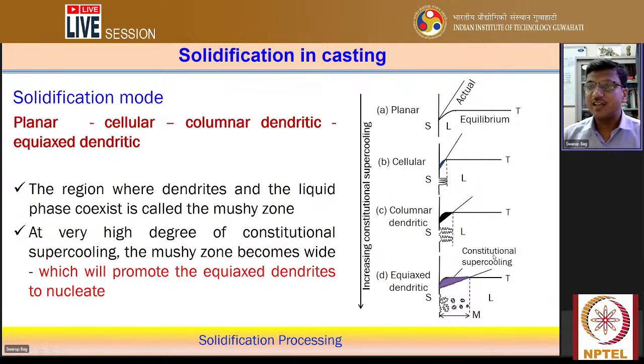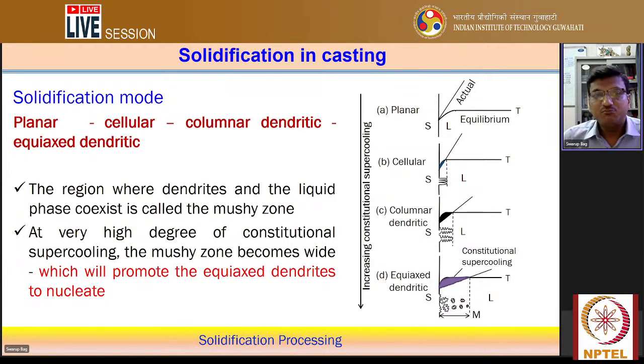So the zone is absent in planar, and gradually the constitutional supercooling increases from planar to equiaxed dendritic. Planar has the minimum, or no constitutional supercooling, while equiaxed dendritic has the maximum amount of constitutional supercooling. So these are the different zones at the solid-liquid interface. They actually decide the different solidification modes: planar, cellular, columnar dendritic, and equiaxed dendritic structure.